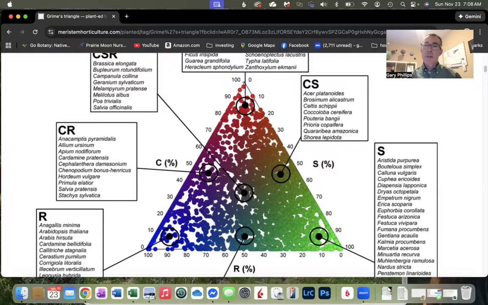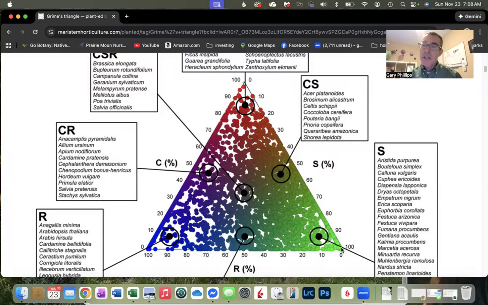A few years ago, I learned about this plant sociability graph, meaning how plants behave around each other. This is called the CSR triangle that Phil Grimes, a botanist in England, developed after a career's worth of field observations of plants native to Europe. The way you use this graph is it has the three corners of the triangle.